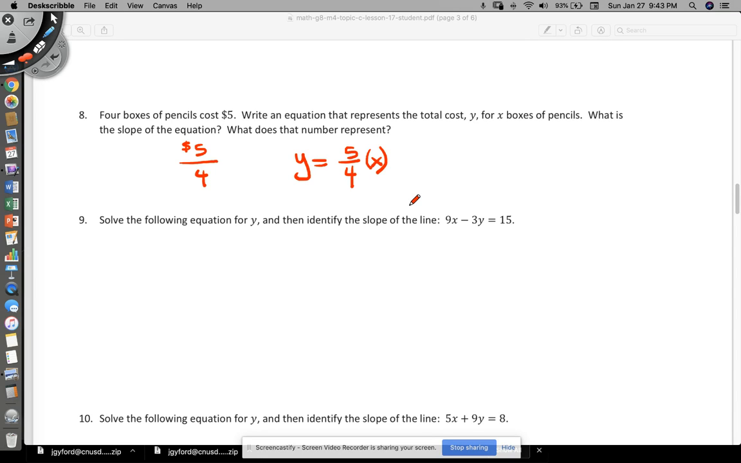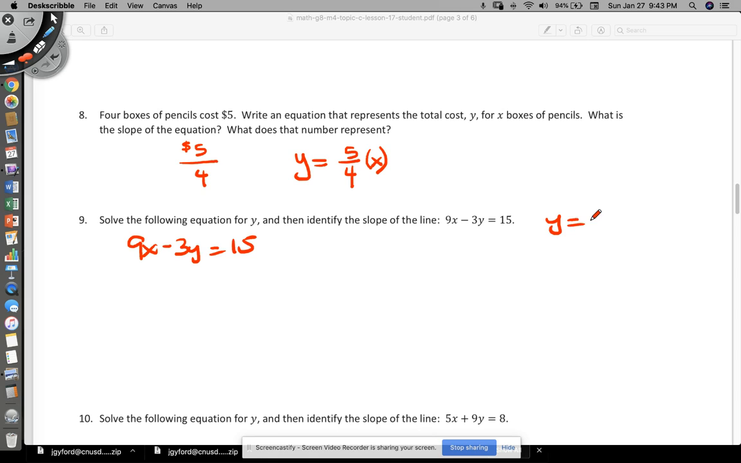I want you to go ahead and solve this out and tell me how much is 1 box. And what is the slope? So go ahead and do 9, 10, and 11. You're going to make sure you read the entire thing. Make sure that you are solving for what it asked you to solve for. All right. Actually, I'll set you up for number 9 because number 9 we didn't do a similar problem to that. So I'll set it up and then you're going to finish it.